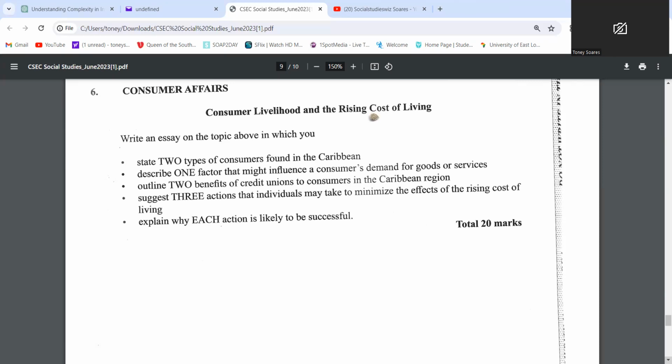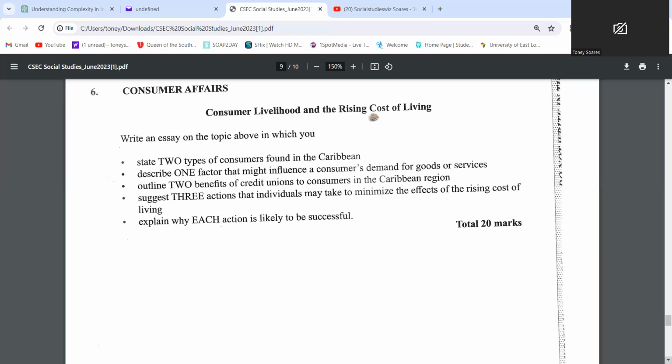Describe one factor that may influence a consumer's demands for goods or services. Outline two benefits of credit unions to consumers in the Caribbean region. Suggest three actions that individuals may take to minimize the effects of the rising cost of living, and explain why each action is likely to be successful.